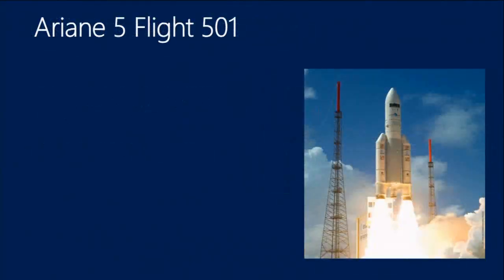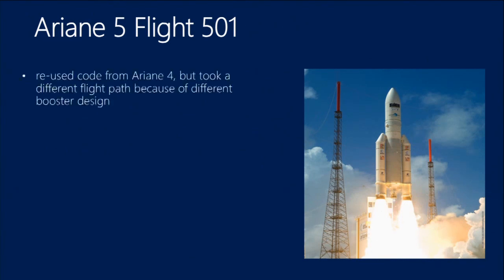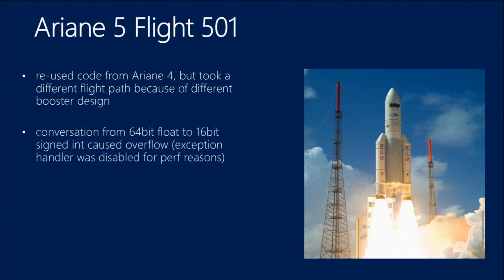Here's another one. I like to pick on Europe when I'm in town, and this is the Ariane 5. You might be familiar. They actually reused a lot of code from the Ariane 4. Usually, when something goes well, it's a good idea to reuse code. Unfortunately, in this case, the Ariane 5 took a different flight path, and they didn't take that into account for the code that they reused. So that caused a divide overflow, and this was about a $500 million mistake. Luckily, nobody was hurt.